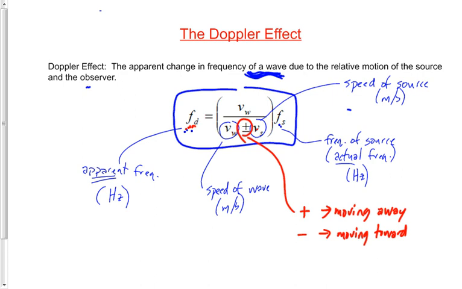I know that if it's plus, then that's going to give me a bigger number on the bottom, and that's going to give me a smaller number up here. Therefore, I add them together when they're moving away. If it's minus, it's going to give me a smaller number on the bottom. It's going to give me a bigger number on the top. That must mean that they're moving towards each other. That's how I figure it out every time. Don't memorize it. Figure it out.